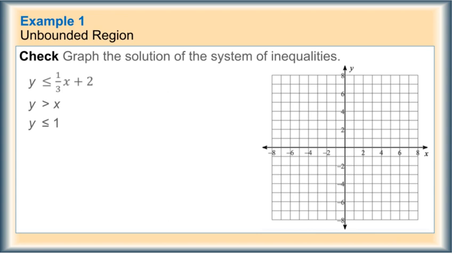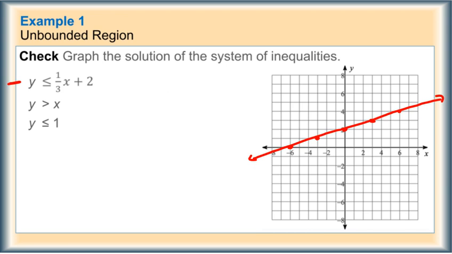Next, graph this one. Here we have 3 of them. So I'm going to first use red for this first one. So I'll put a point at 2. Use a slope of 1/3. So up 1 to the right 3. Down 1 to the left 3. Or I can keep going up 1 to the right 3. Since it does have the equal to sign, I know it's going to be a solid line.